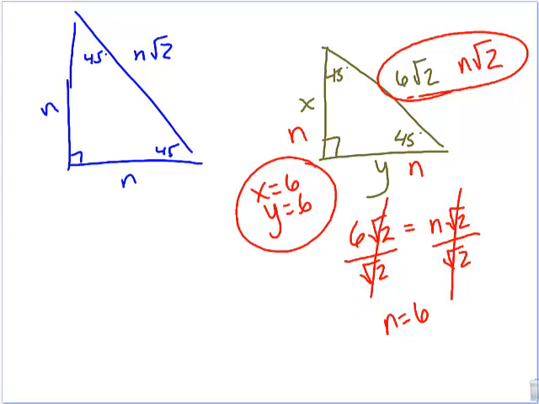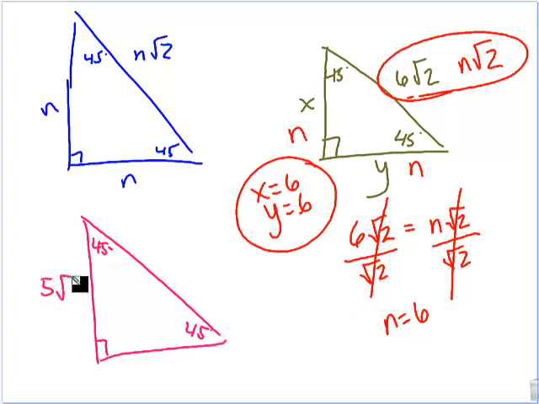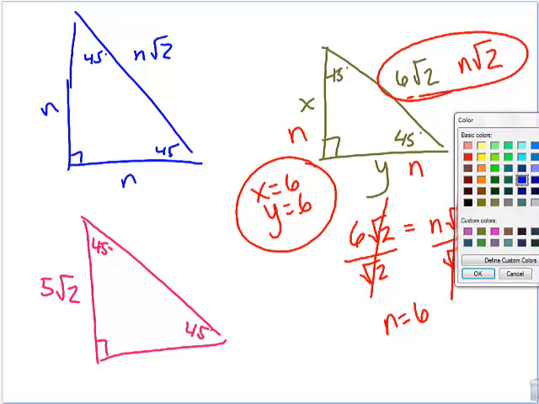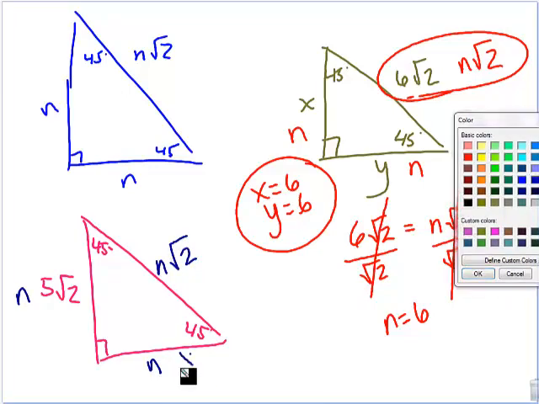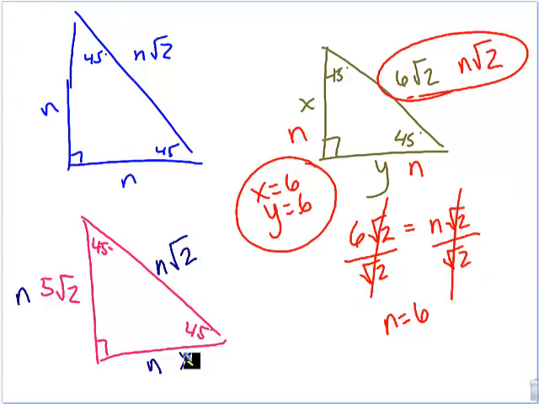Okay, let's do another 45, 45, 90. Let's see, I'm going to give you, this side is 5 square root of 2. Okay? So let's go through and let's label the sides. Okay? So what are my two legs? What am I going to label my two legs as? N and n. And my hypotenuse is n square root of 2. Ooh, I got to label what side's x and y. This one is x. I didn't change it. This one is x. That side is y.